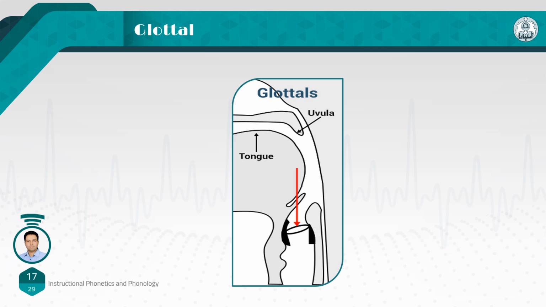Just pronounce words like happy, heat, happy, heat, and notice how far down the throat these sounds come from. Other glottal sounds found in other languages also come from this location. All of them are made with the glottis and they're called glottal sounds.